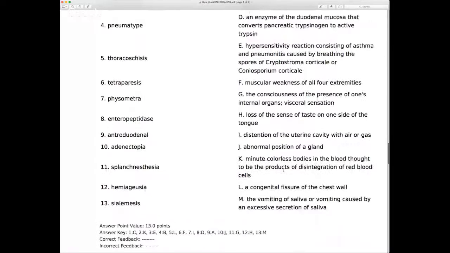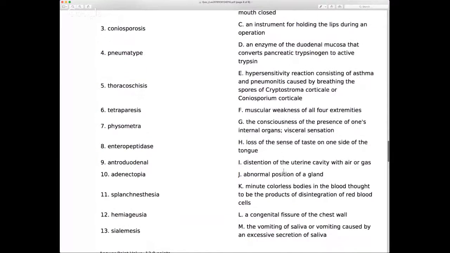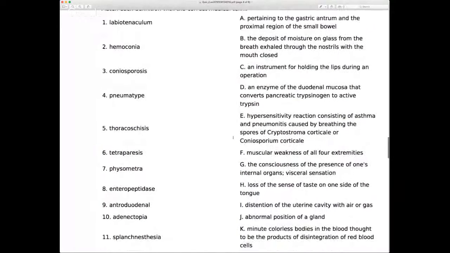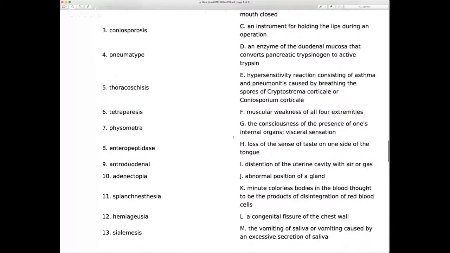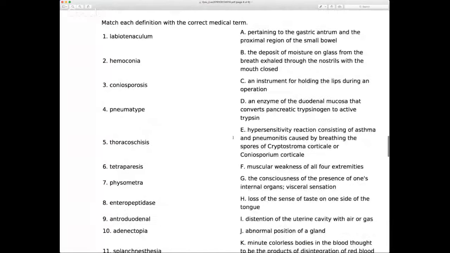So generally most of you do pretty well on this section, and that's good because the reason we're taking this class is really to help you figure out definitions of medical words so that you don't have to constantly look things up in a dictionary.